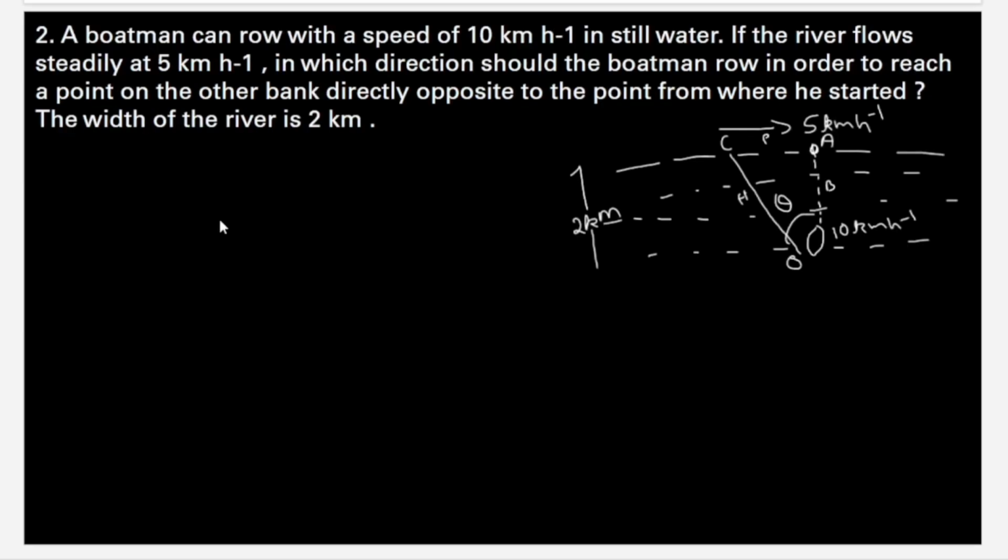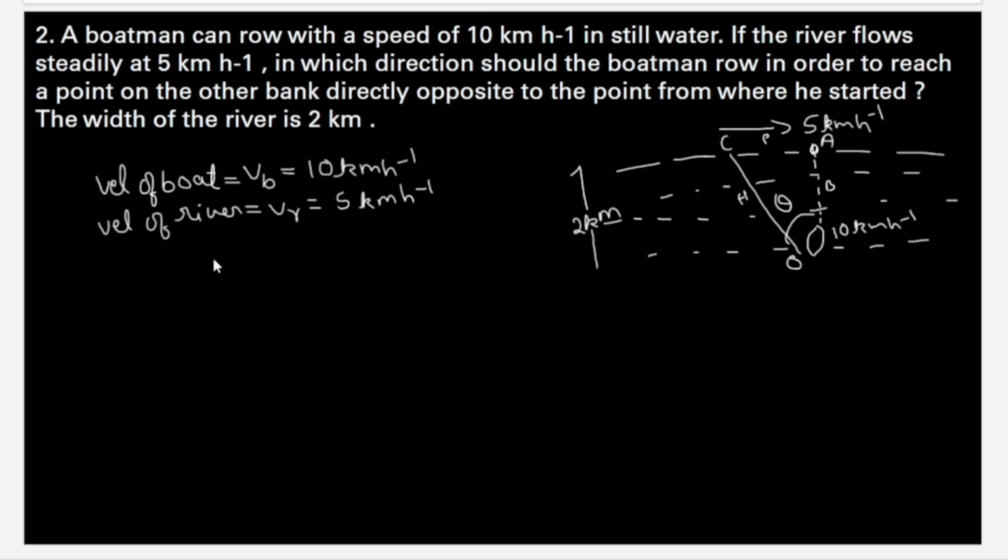A boatman can row with a speed of 10 km h-1 in still water. If the river flows steadily at 5 km h-1, in which direction should the boatman row in order to reach a point on the other bank directly opposite to the point where he started? The width of the river is 2 km. Velocity of boat VB is 10 km h-1. Velocity of river VR is 5 km h-1.